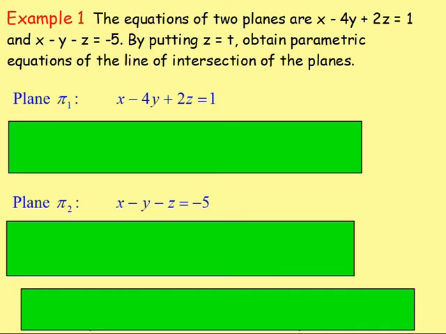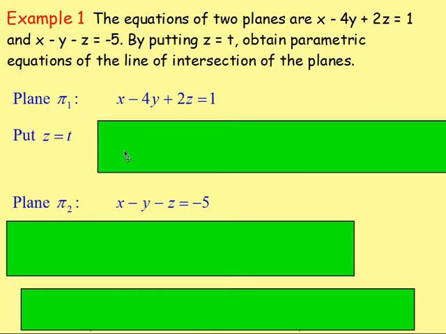So example 1, the equations of two planes are x take away 4y plus 2z equals 1 and x take away y take away z equals -5. By putting z equal to t, obtain parametric equations of the line of intersection of the planes. So we've got two planes, let's call them pi1 and pi2. Taking pi1 first of all, this is the equation, x take away 4y plus 2z equals 1. But first we are told to put z equal to t.